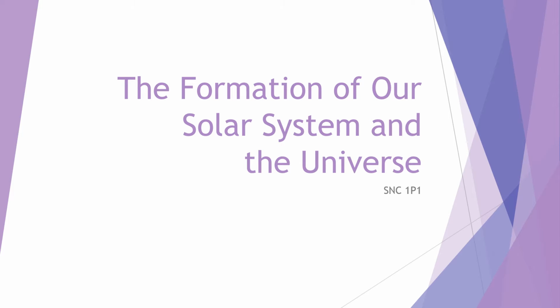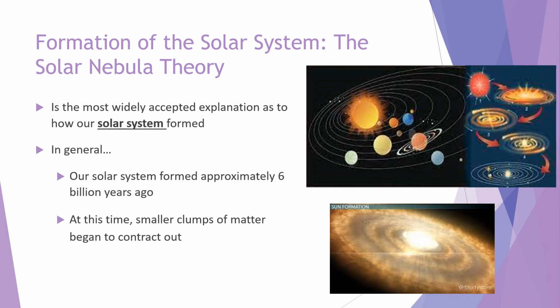Okay, class, so now for our very last lesson of the space unit, we're going to talk about the formation of our solar system and the universe as a whole. So it says here, formation of the solar system, the solar nebula theory. So guys, this solar nebula theory is the most widely accepted explanation as to how our solar system formed. In general, our solar system formed approximately 4.5 to 6 billion years ago.